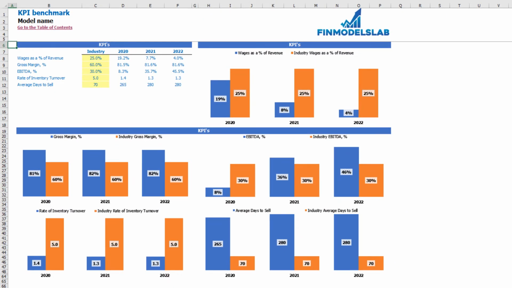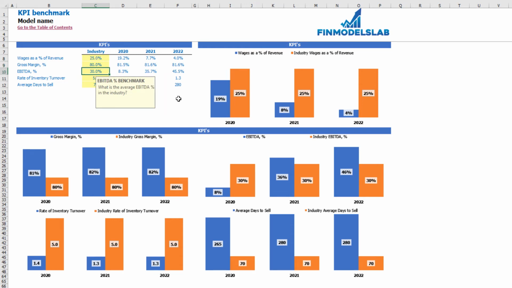Finally, on the KPI benchmarks tab, you may see the industry benchmark KPIs. You may set up an industry benchmark which works for your country, region, or specific industry. For example, you know that specifically for your business, the industry-specific benchmark is 80%. So we just update it, and you may see that on the chart with industry gross margin and calculated gross margin, it is updated to 80%.